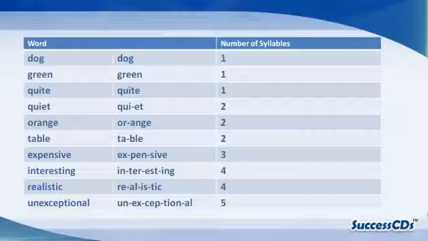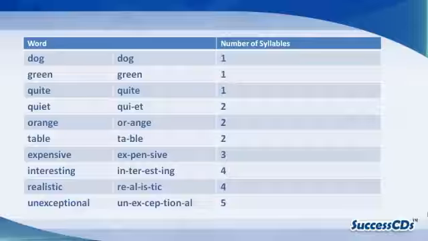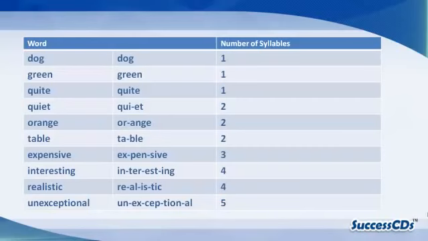In the next set of words, quiet, orange, table, let's see how many syllables these words have. When we speak these words, orange, table, we can clearly see that these words can be broken into two. Hence, these have two syllables.